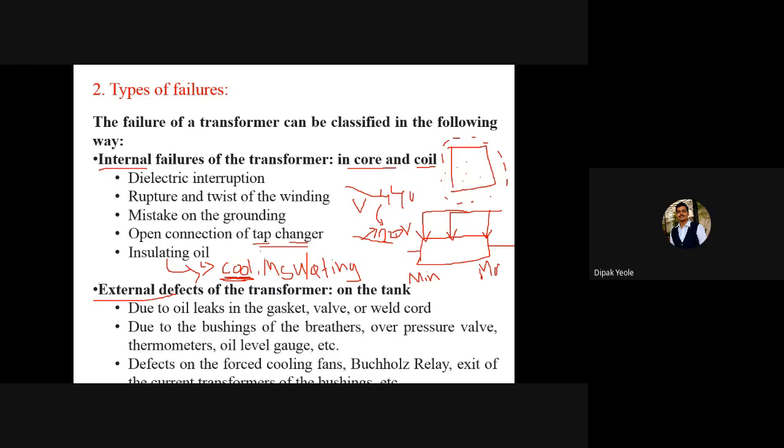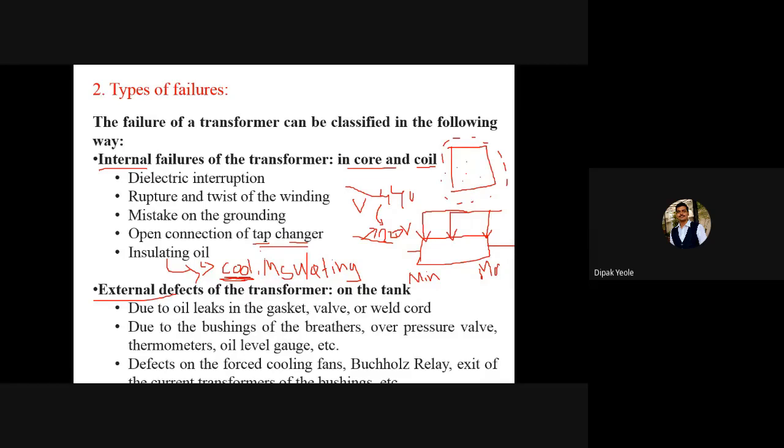Yes, so this can be a condition of overloading of a transformer, and defects in the bushings, breathers, overpressure valve, thermometers, oil level gauge. So because of these defects, there can be an external defect. The defects on the forced cooling fans, Buchholz relay, exit of current transformers of the bushing.